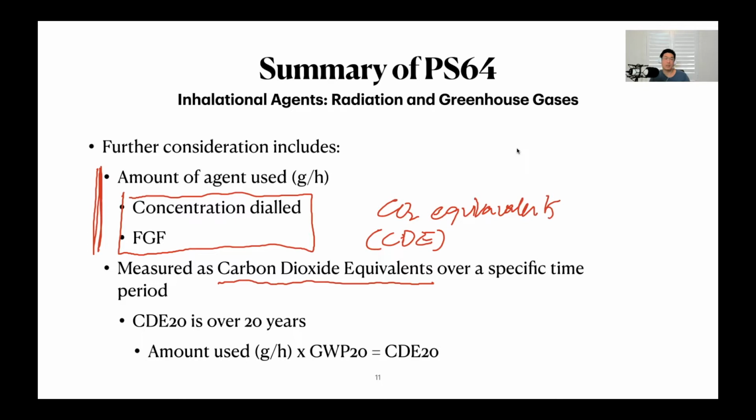And again, you can describe it over a specific time period. So you can have carbon dioxide equivalents over 100 years, carbon dioxide equivalents over 20 years, and that's the one we're going to use, CDE 20, just to be consistent again with PS64. So for the carbon dioxide equivalent 20, this is the formula. It's the amount used, which is the grams per hour, multiplied by the global warming potential of the agent, and that equals your carbon dioxide equivalents.